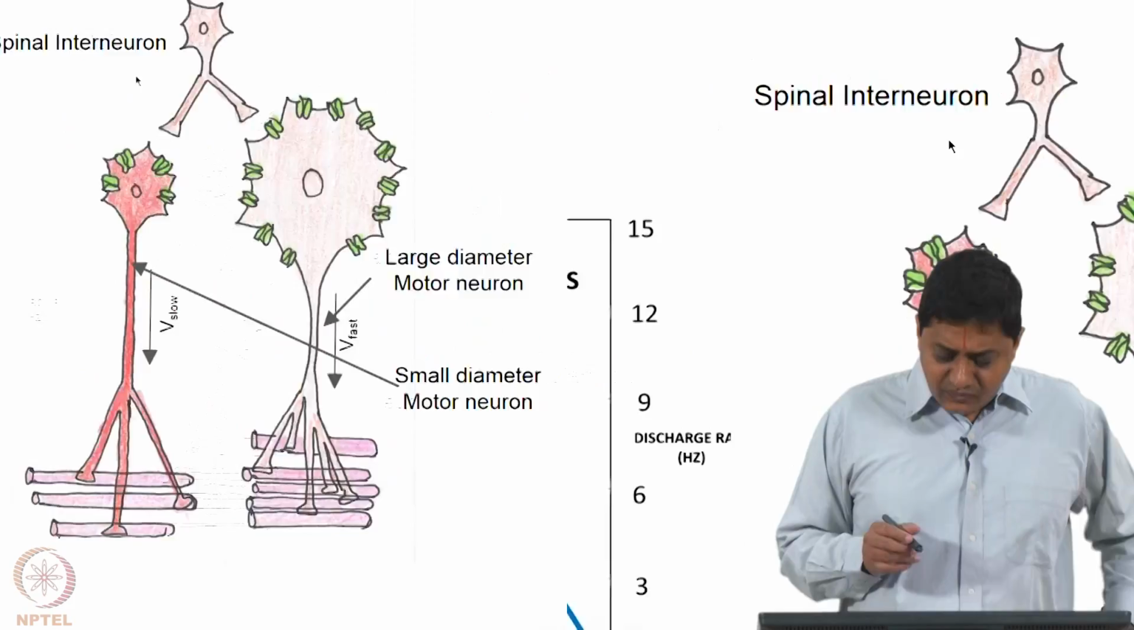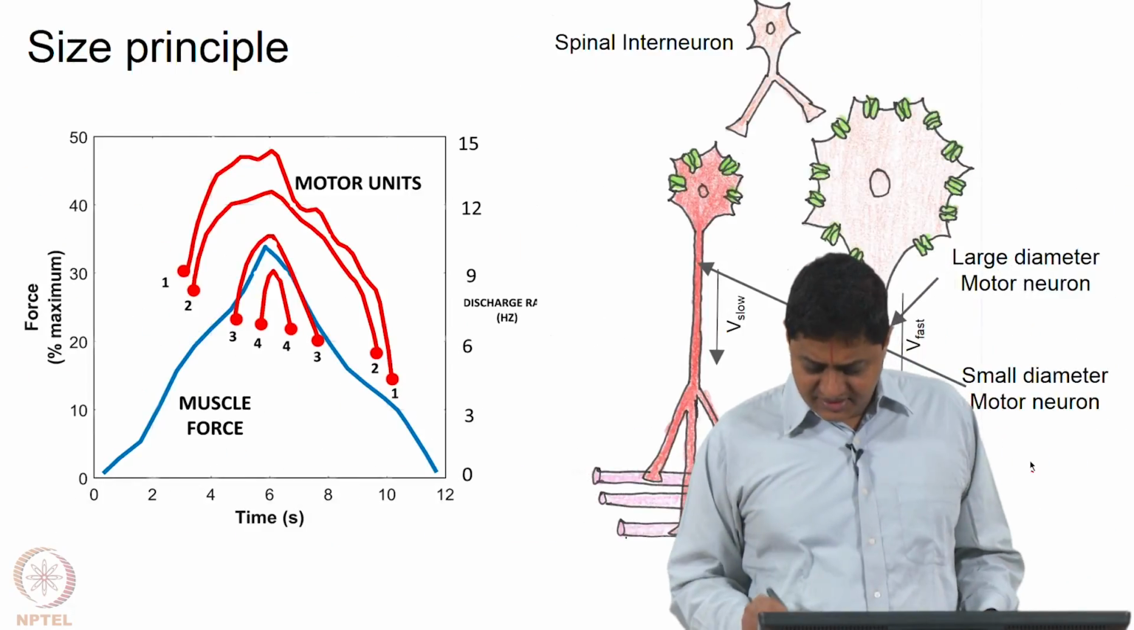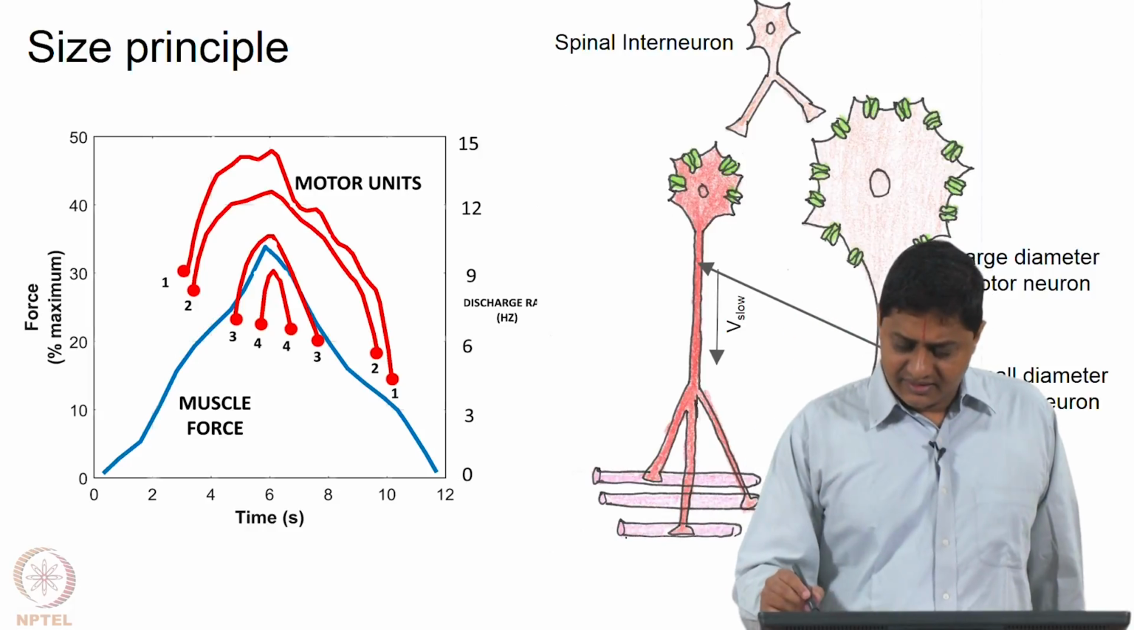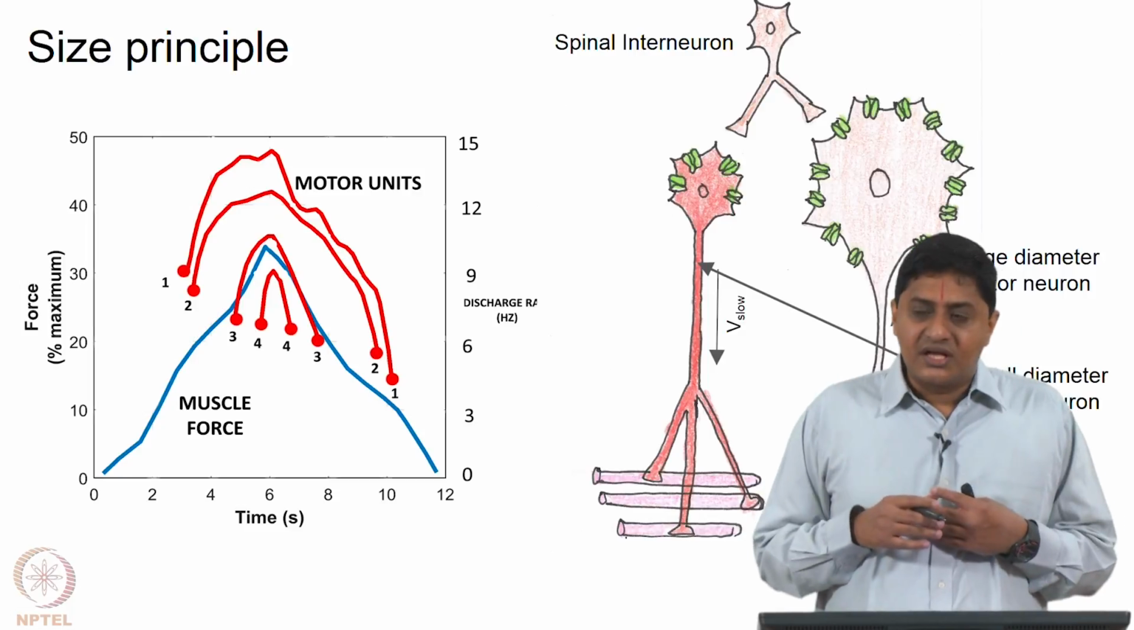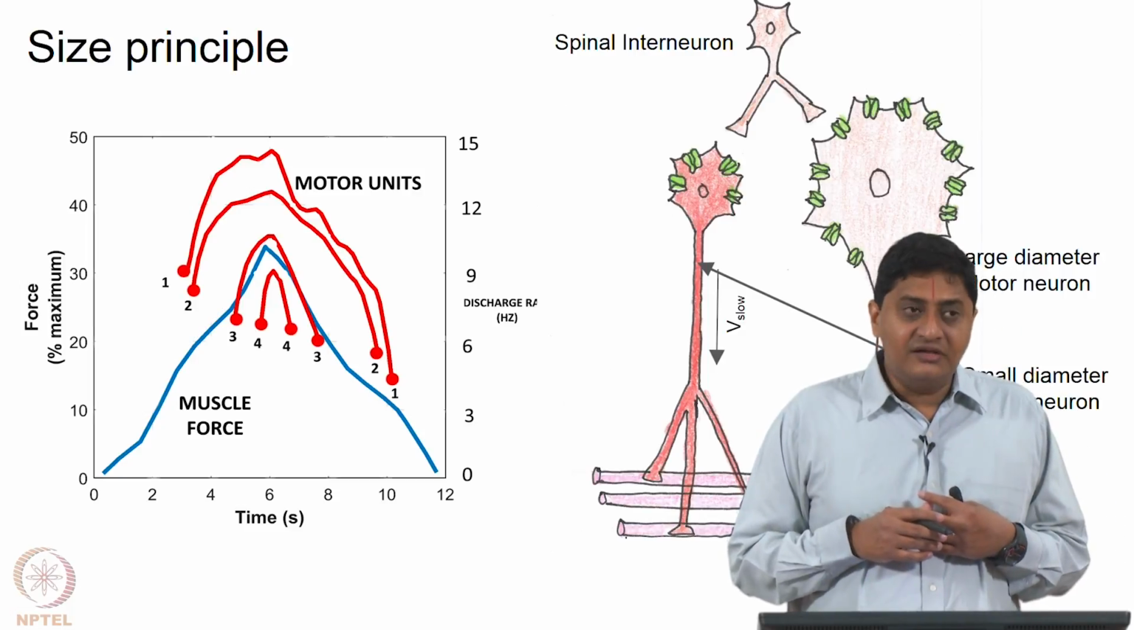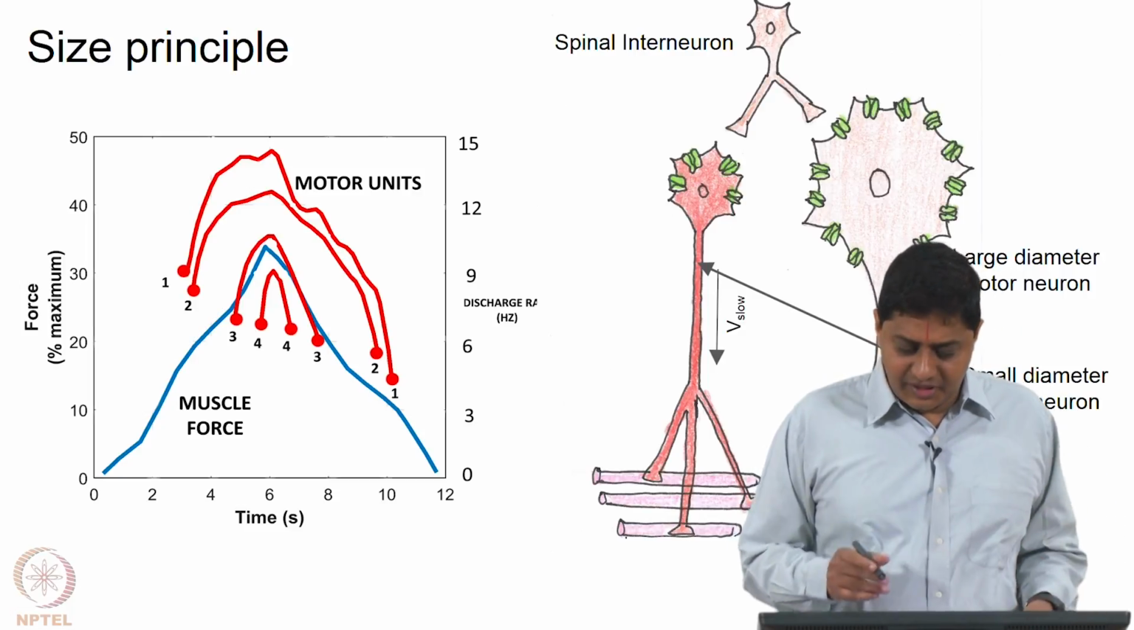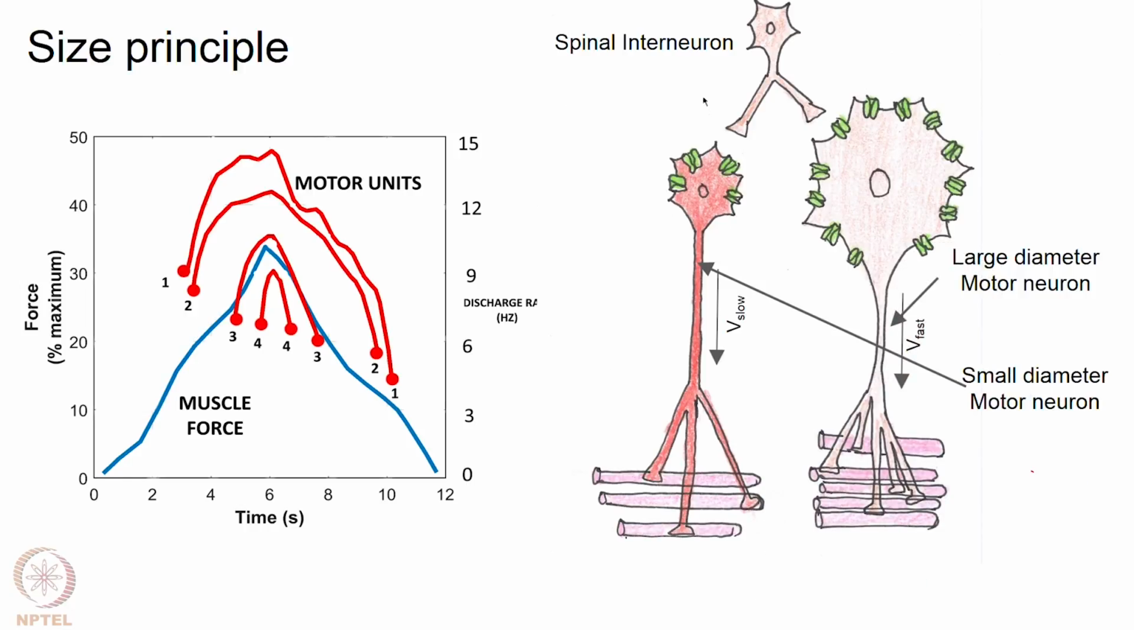We will answer them. First, let us take a look at this part of the picture. Right. Suppose a spinal interneuron sends a particular amount of synaptic current. We are going to call the synaptic current IS. Okay.